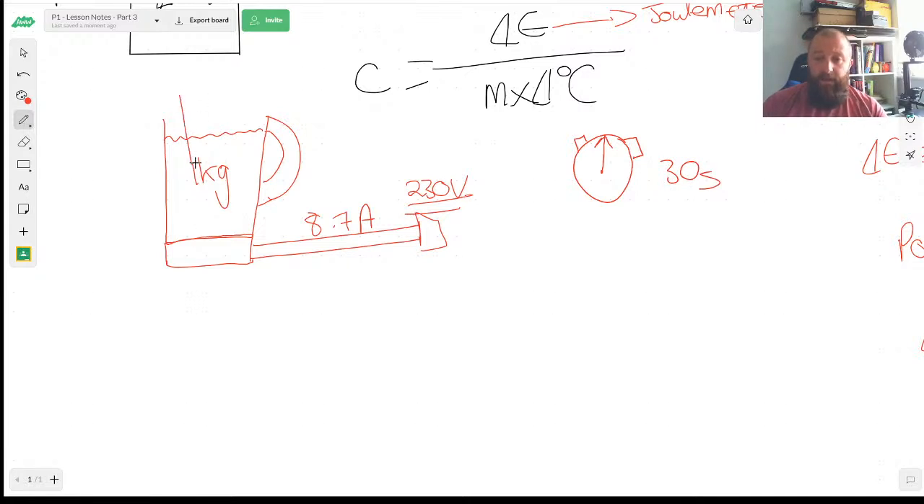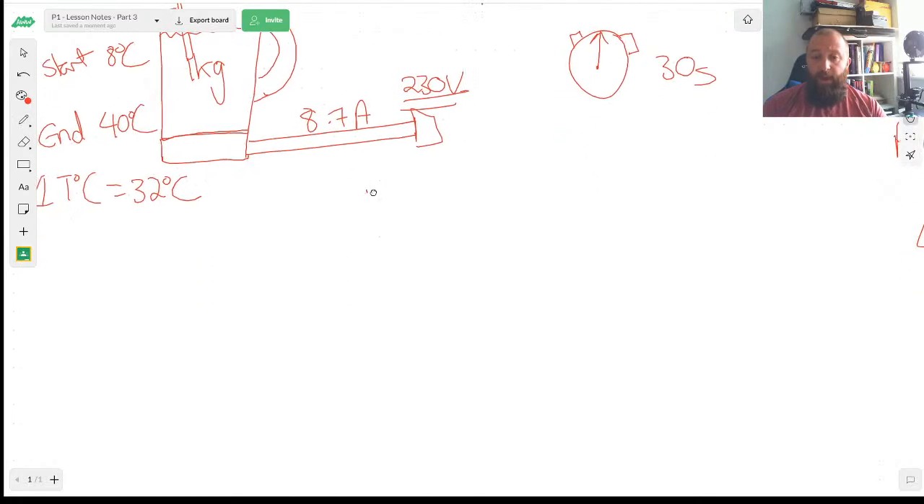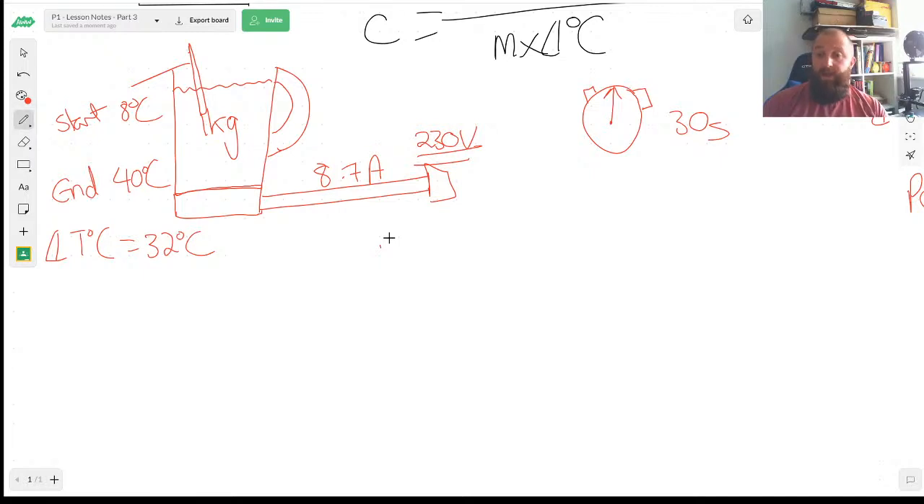My starting temperature, it came straight out the tap and it was 8 degrees Celsius. After 30 seconds, the temperature went up to 40 degrees. So my change in temperature, 32 degrees Celsius. Okay, as I've said a few times, you can do this at home. I'm making up this data as I'm going along, just so that I can practice using these calculations. So we want to calculate the specific heat capacity of this liquid. I don't know what the liquid is. I'm deliberately making this data up so we can go through and find out. We set up here that C equals the energy that's been transferred divided by M multiplied by our change in temperature.